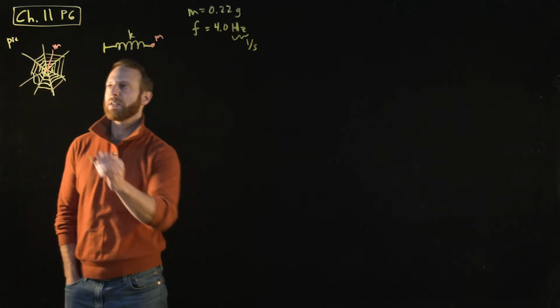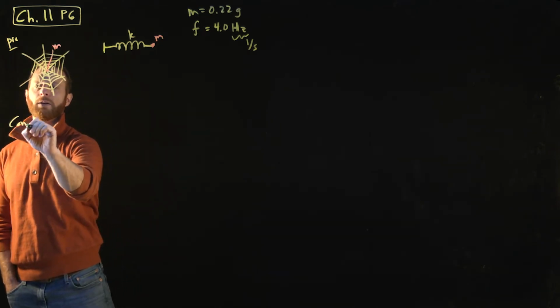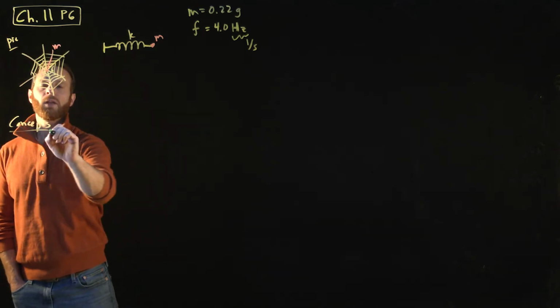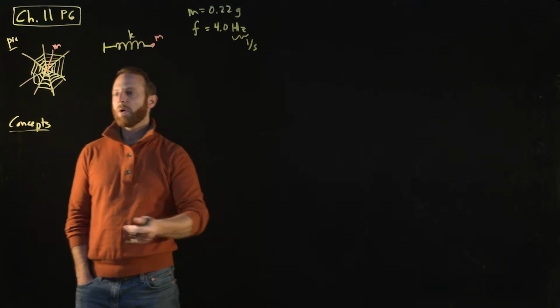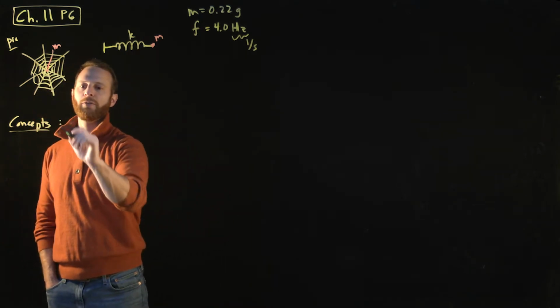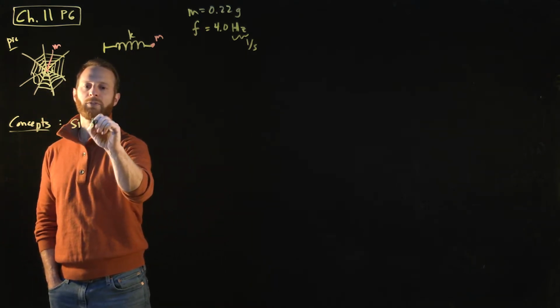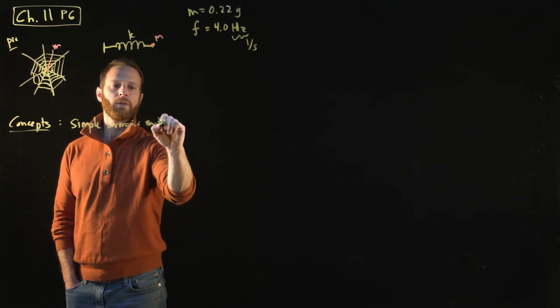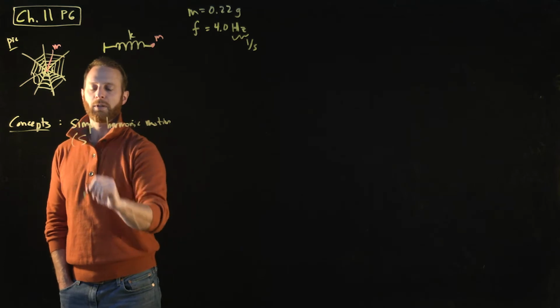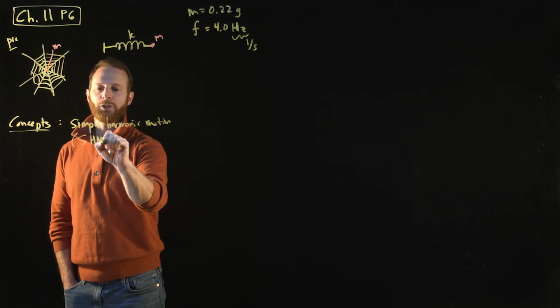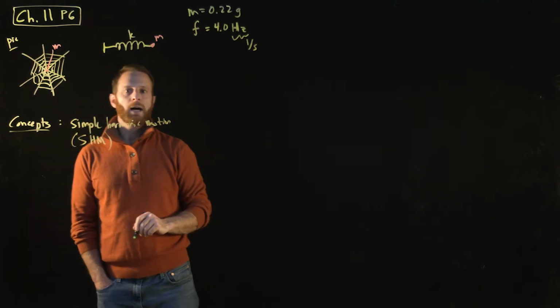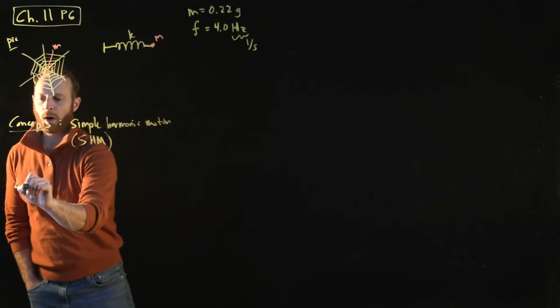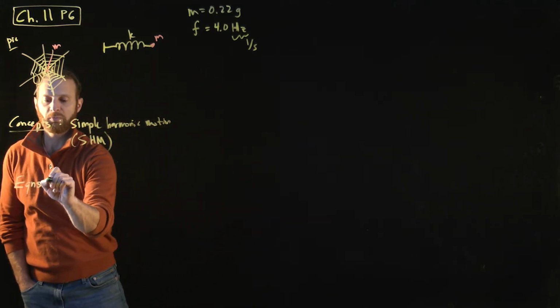Okay, so at least conceptually, let's think about what we have going on here. Concepts. We have spring-like motion, mass and spring-type motion. So this falls under the category of simple harmonic motion, which also might just be abbreviated as SHM, for which there is really one formula. I suppose there's 1.5 formulas.